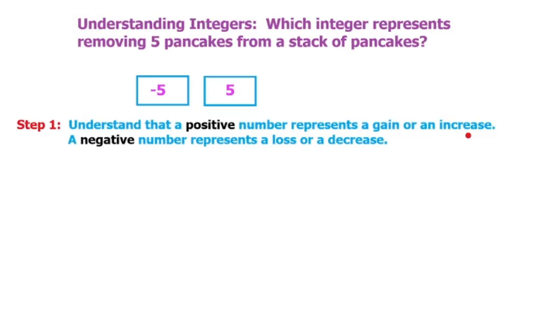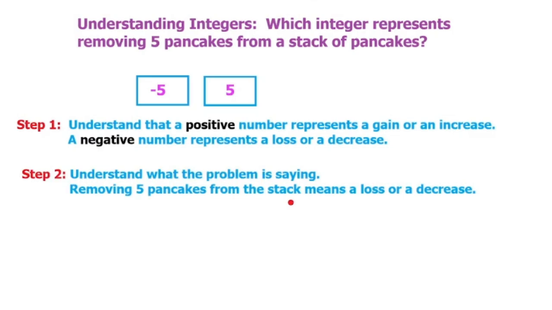So step 2, understand what the problem is saying. So the problem is saying remove 5 pancakes. Removing 5 pancakes from the stack means a loss or a decrease. So that means you use a negative integer to represent this scenario.